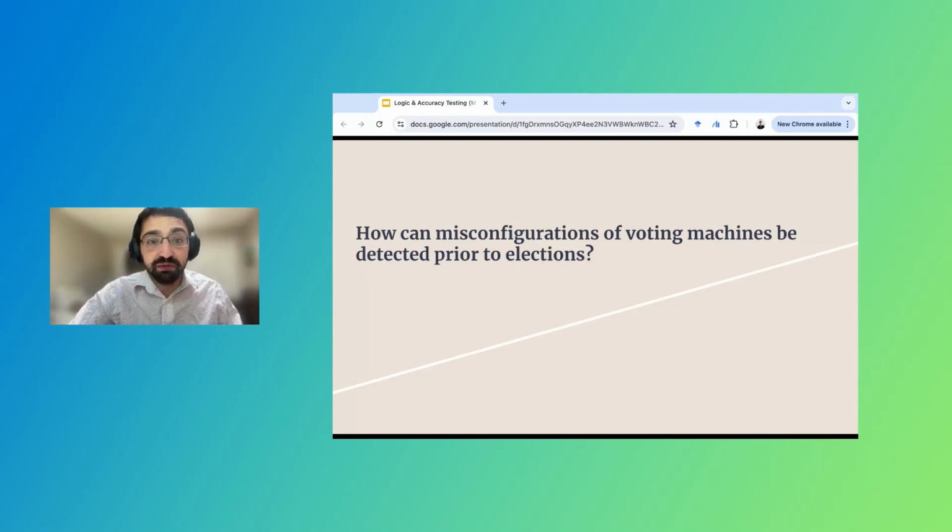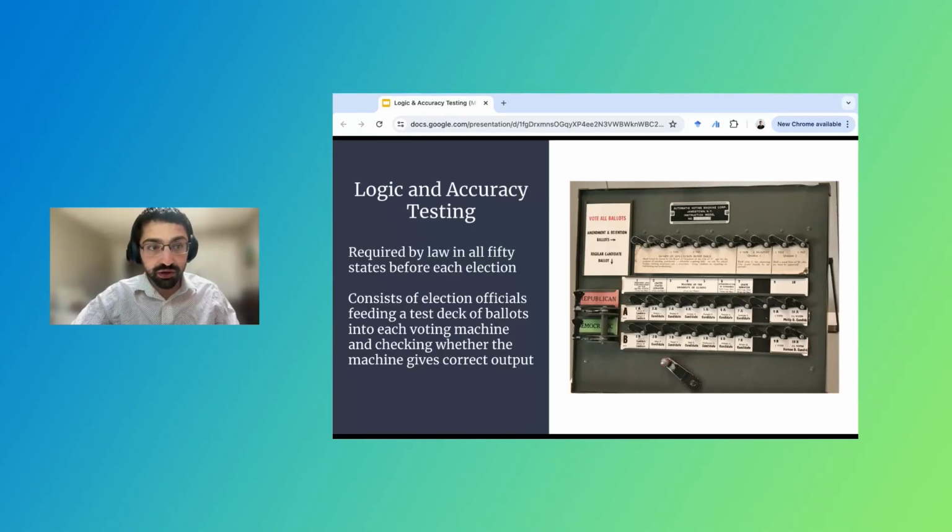So how can misconfigurations of voting machines be detected prior to elections? Well, the most common tool today that's used for accomplishing this is a procedure that's called logic and accuracy testing. So what is logic and accuracy testing?